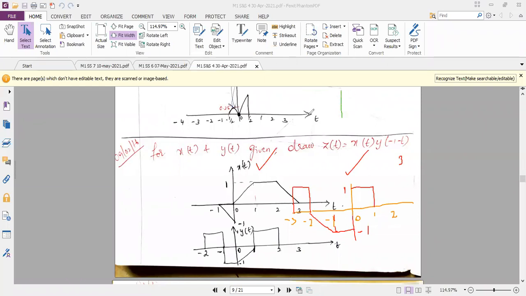Okay, multiplication. Let me write the x-axis: minus 3, minus 2, minus 1, 0, 1, 2, 3. I told you to consider the time interval between the two. If I see the two diagrams, in my first diagram I have the signal from minus 1, but in the second diagram I have the signal from minus 3 itself.